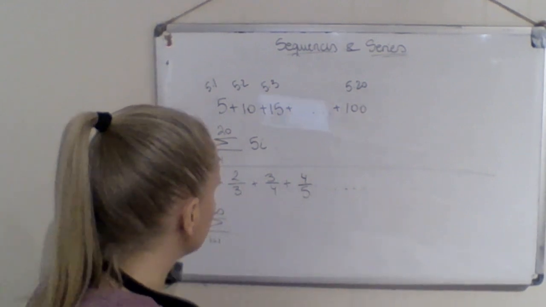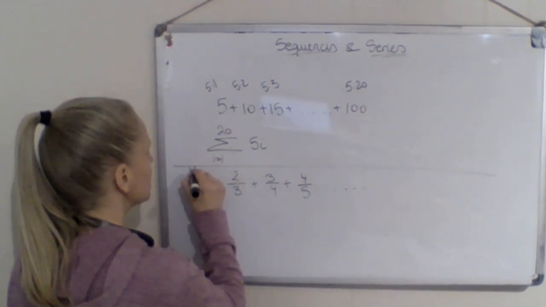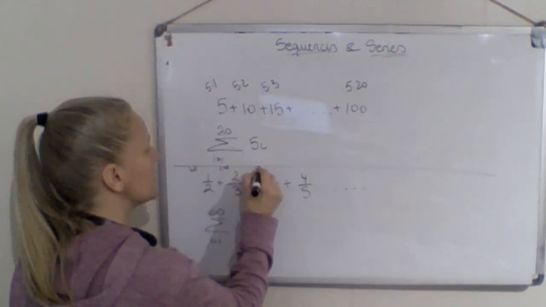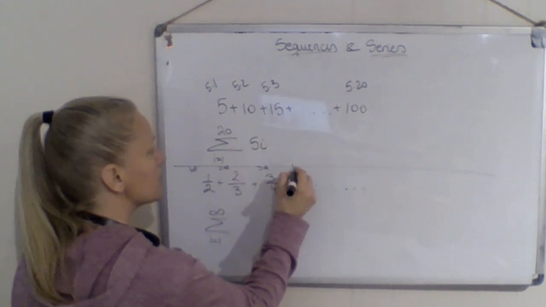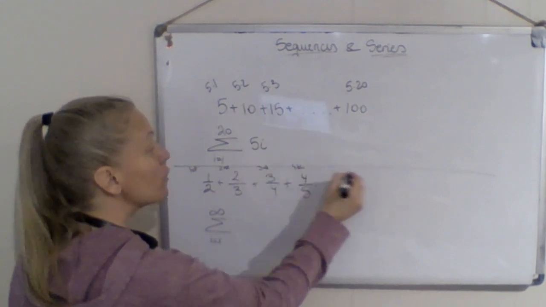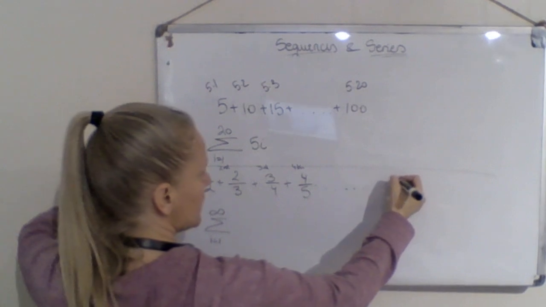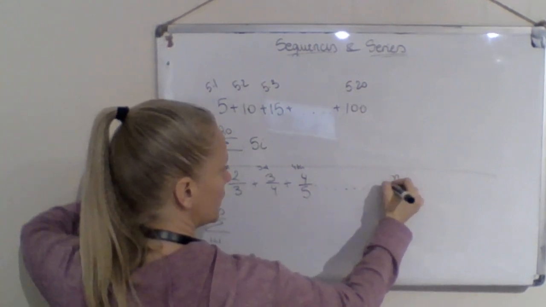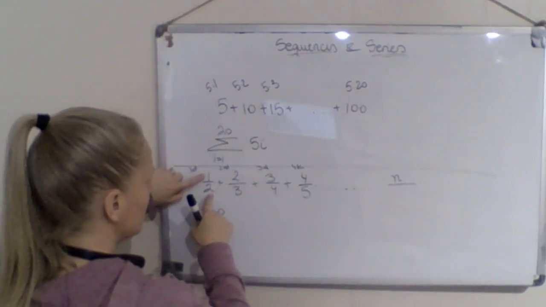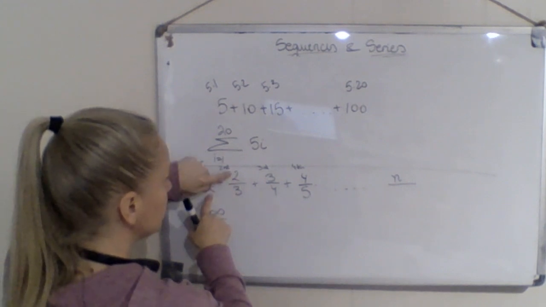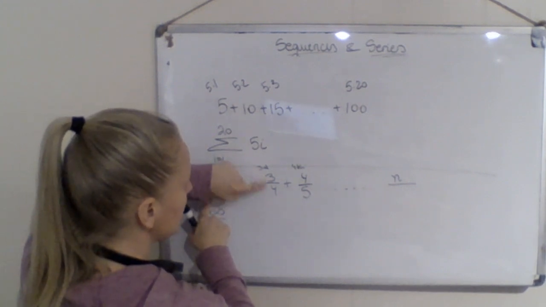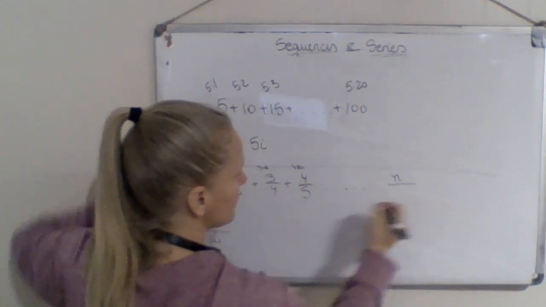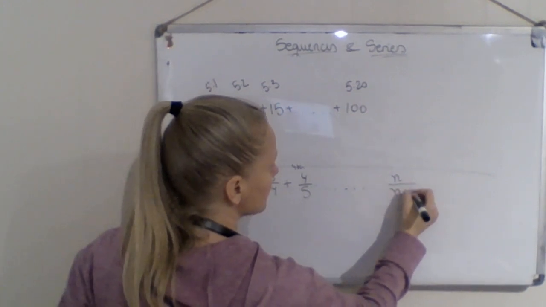I need to look at this rule. Remember, this is my first term. This is my second term. This is my third term. This is my fourth term, and so forth, which means this is my nth term over this plus 1 every single time. 2 plus 1 is 3. 3 plus 1 is 4. 4 plus 1 is 5. So it's going to be n plus 1.